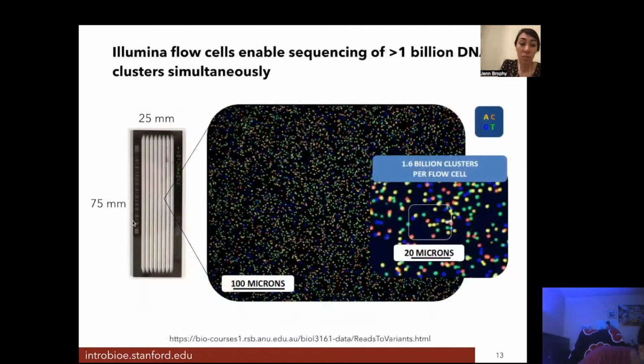This is what one of these chips looks like. So this is a flow cell. It's pretty small. It's 75 millimeters by 25 millimeters. This is what an image of one of those flow cells looks like right after you've flowed your nucleotides over it. So you can see the individual spots where there's DNA adhered to the chip, and the color indicates what base was incorporated then. There are about 1.6 billion of these spots per flow cell. So you can now measure 1.6 billion clusters of DNA simultaneously. So I think that's pretty cool.